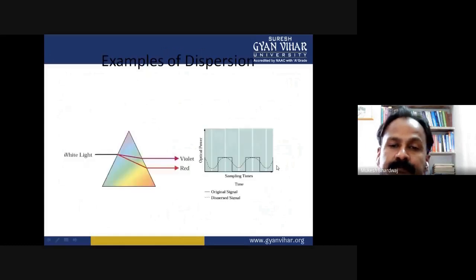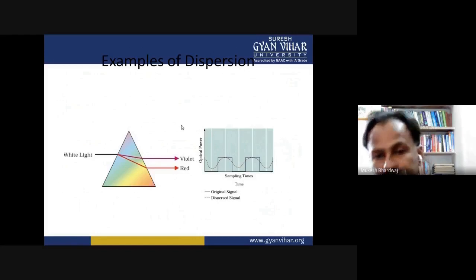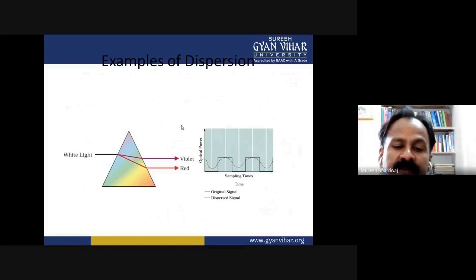Now, an example of dispersion. If white light falls on a prism, then a dispersion of white light gives the two lights, violet and red. So the original signal and the dispersed signal are shown in the slide in the two figures.